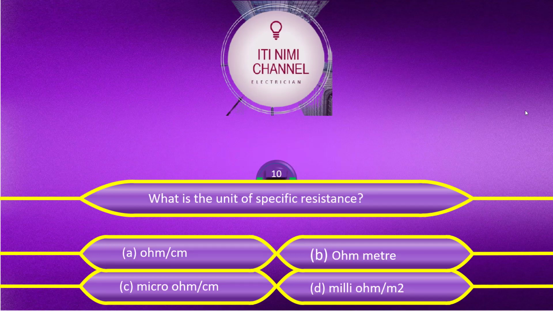What is the unit of specific resistance? Ohm per centimeter, ohm meter, micro ohm per centimeter, milli ohm per meter square. The answer is ohm meter.